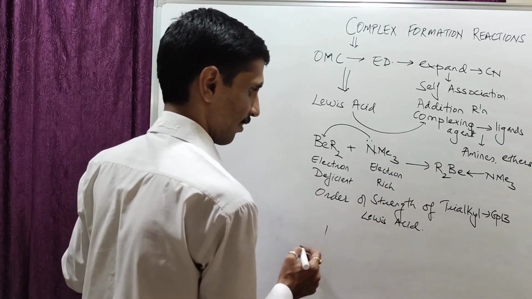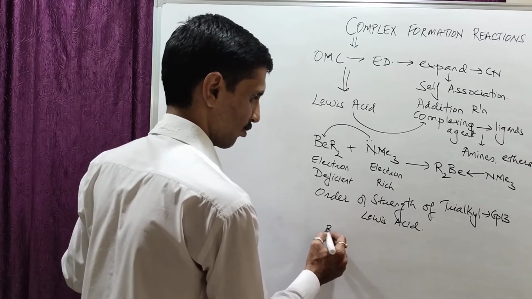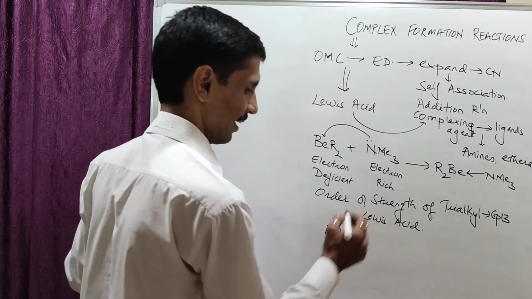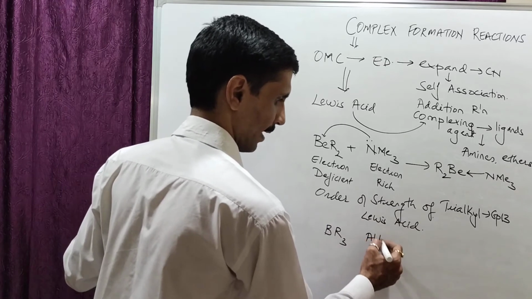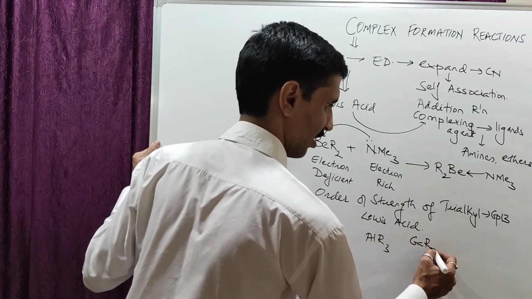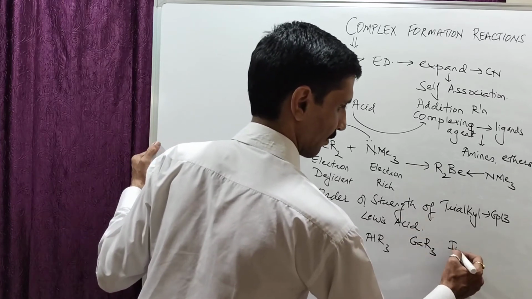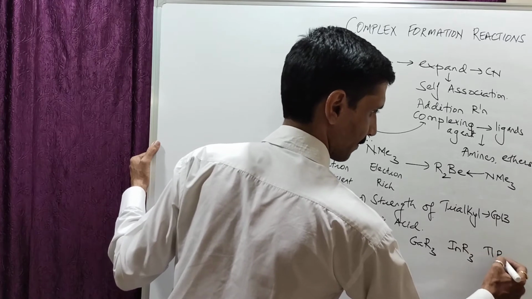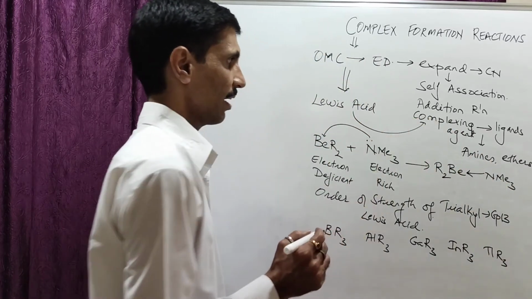So how is it going to be? We talk about first of all group 13 elements. The first one is boron. I am going to consider this as, say, BR3. After boron is aluminium, so we have AlR3. After aluminium is gallium, so we have GaR3. After that we have indium, so that is InR3, and then thallium, TlR3.